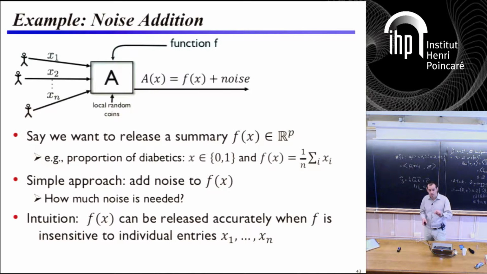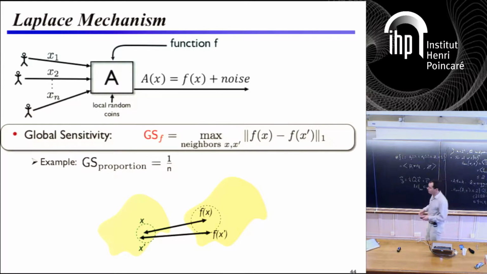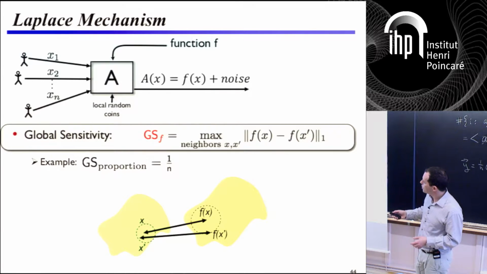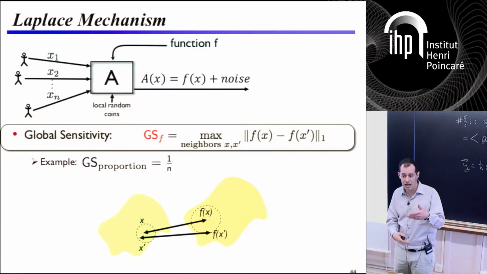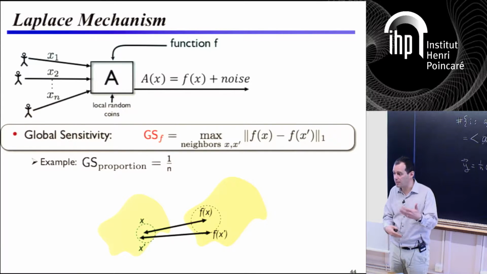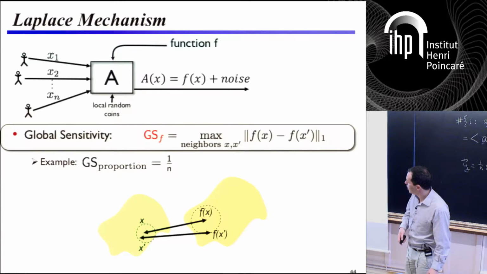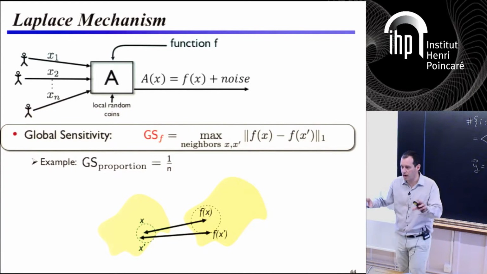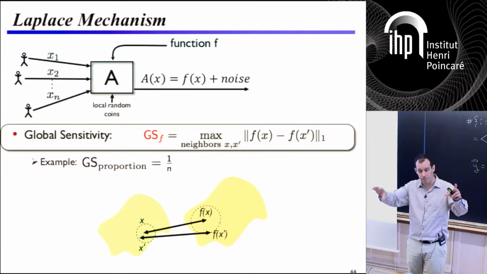The intuition is that we can add an amount of noise that is proportional to how sensitive the function f is to changes in its inputs. Specifically, given this vector-valued function f, we can look at what's called the global sensitivity of the function. This is the maximum over neighboring data sets x and x prime of the L1 distance between f of x and f of x prime, where this maximum really ranges over all possible neighboring pairs of data sets, not just neighbors of the data set we have. For example, for the proportion of diabetics, the global sensitivity is 1/n. If I change one person's data in the data set, the proportion of diabetics goes up or down by at most 1/n. So the picture you should have in mind is that f maps data sets to vectors of real numbers, and this global sensitivity is a measure of how much distances between data sets get amplified or compressed by f.